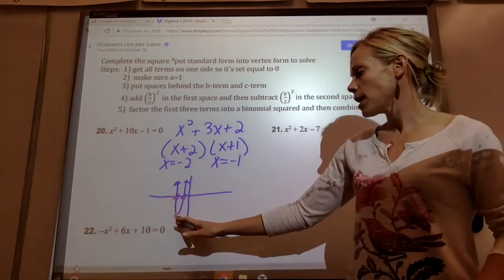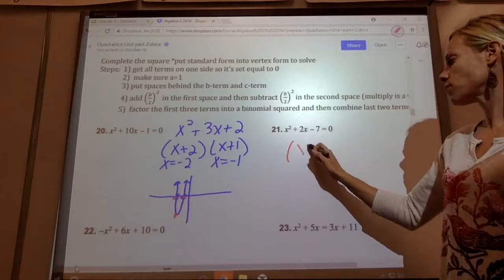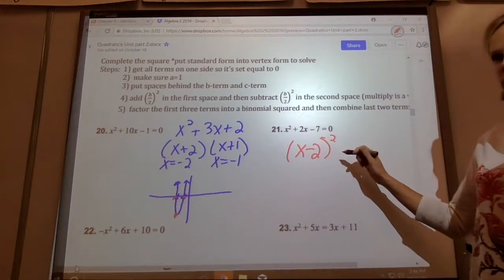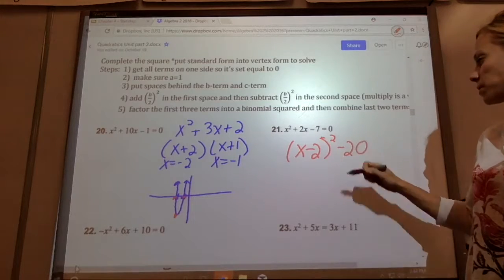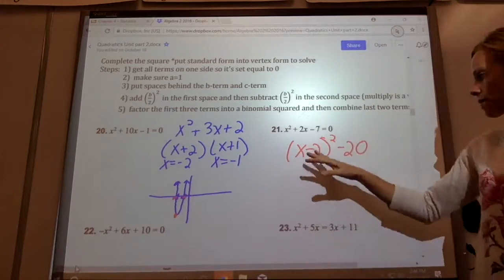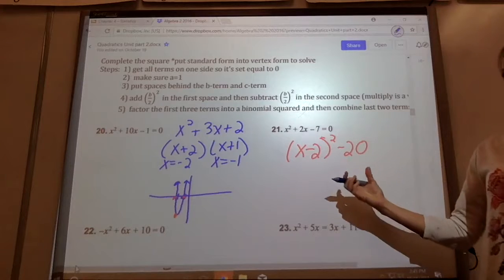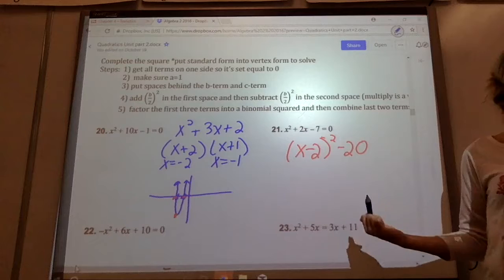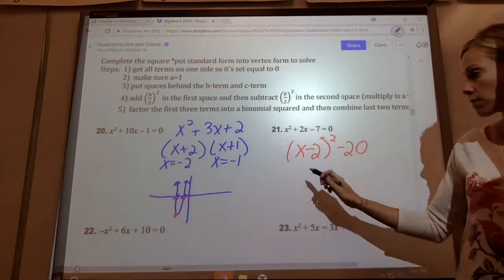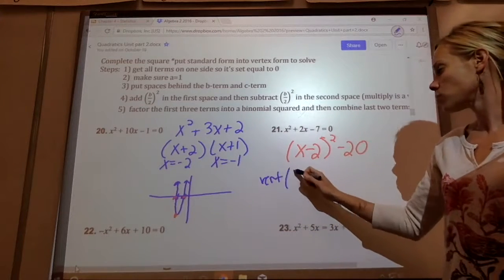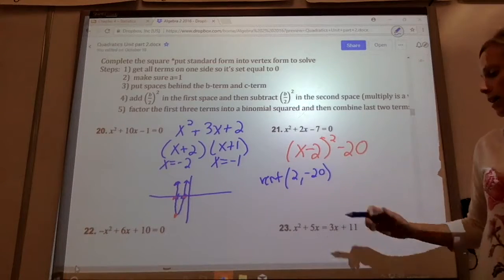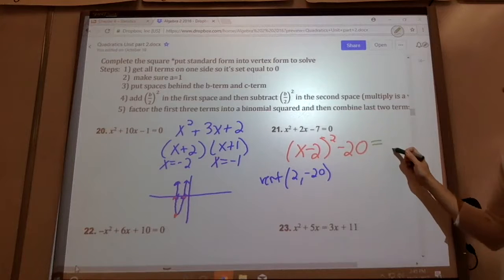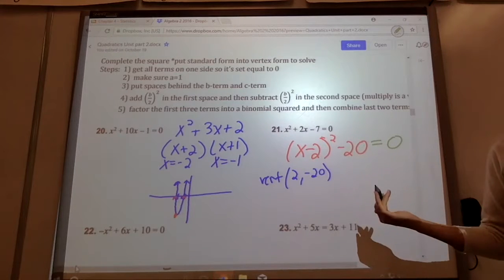So what we know is that if I have vertex form, this is great because I know I moved right 2, down 20. I can tell just by looking at it what my vertex is. The vertex is 2, -20. Then the other great thing about vertex form is I can set this equal to 0 and solve for my roots.